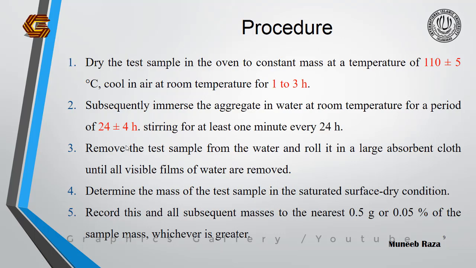Here's the procedure, detailed procedure. First of all, dry the test sample. In the lab, you take the sample and wash it carefully to remove all the dirt particles like soil. Then you have to put the sample into the oven to remove all the moisture, for 1 to 3 hours at 110 plus minus 5 degrees Celsius. 110 means 110, 115 or 105 degrees Celsius. Subsequently, immerse the aggregate in water at room temperature for a period of 24 plus minus 4 hours.